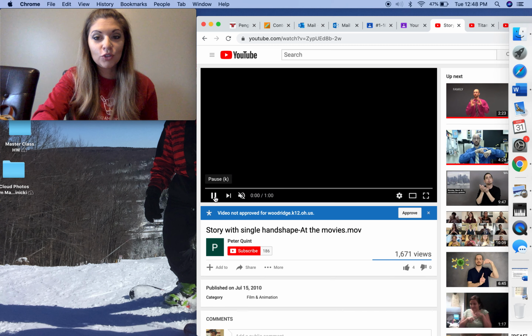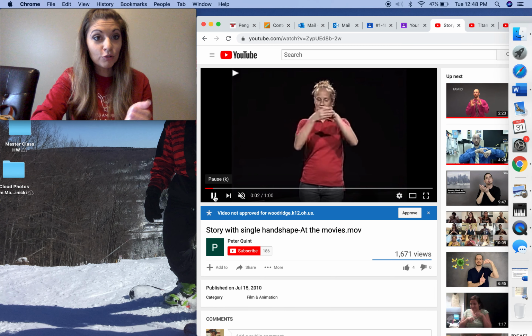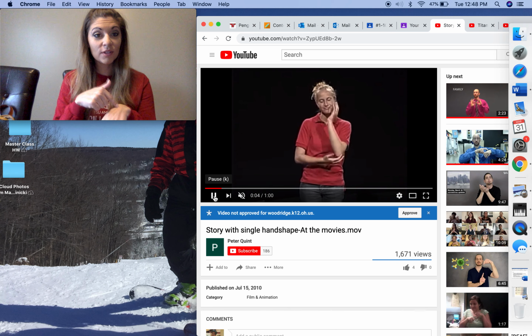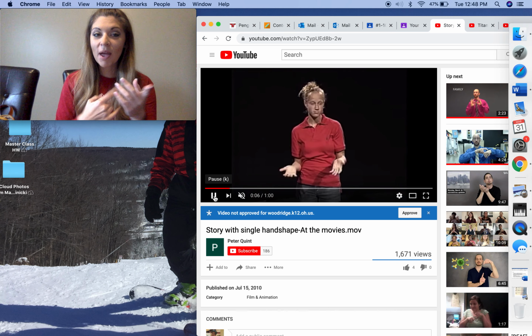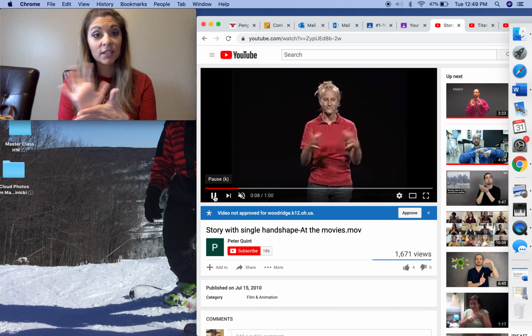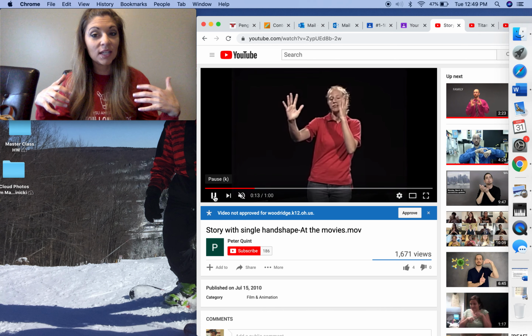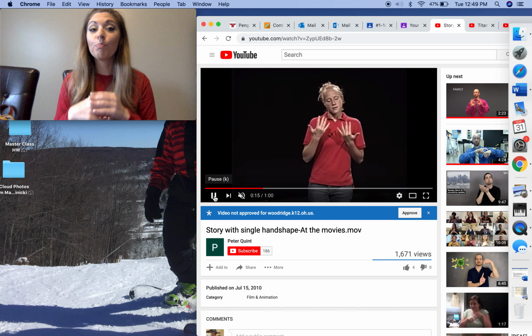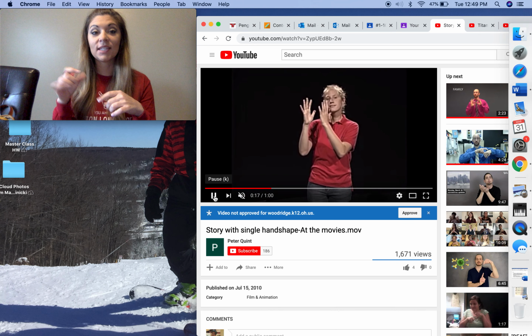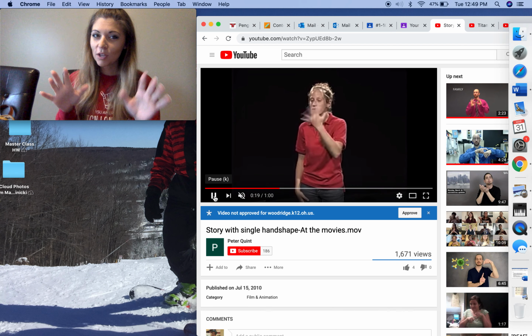So, in this story, though she's using classifiers most of the time, she does use some actual signs like wait and want and movie and like this stadium or arena where you would sit. So she uses both classifiers and signs that have and hold that same hand shape. So keep that in mind.